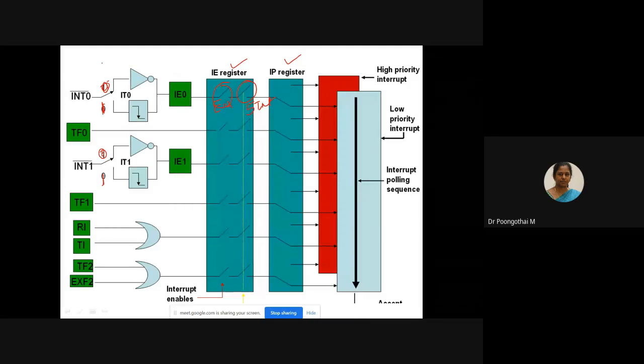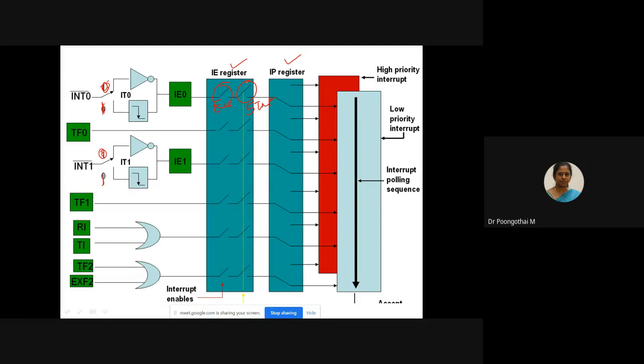And I have already explained INT0 and INT1. Your edge triggering and level triggering can be selected by using IT0 and IT1. When IT0 is equal to 0, your 8051 accepts level triggered signals, otherwise edge triggered signals. If it is an edge triggered signal, the flags IE0 and IE1 will be updated.